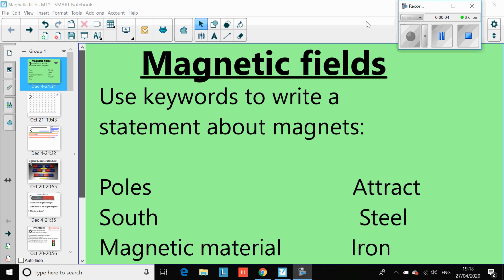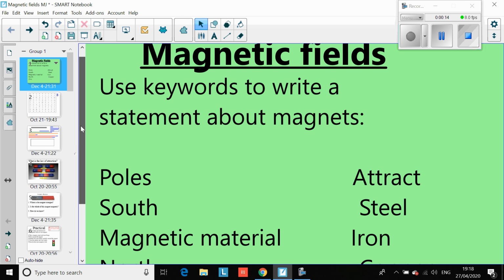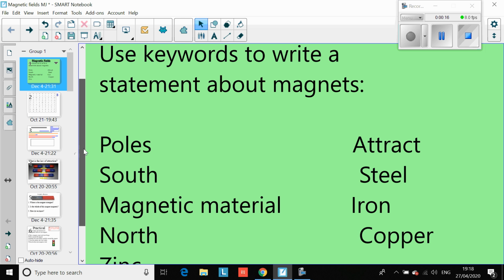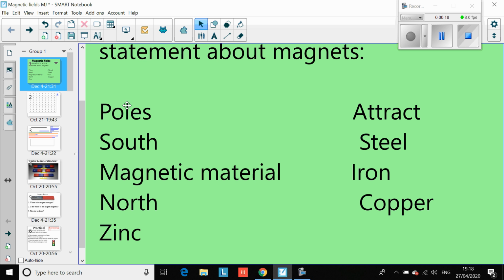So, what we're going to do today is look at magnetic fields. The first thing I'd like to do is a bit of a recap from last lesson. I want to use these key words to write a statement about magnets. Now, here are some words that you could use.